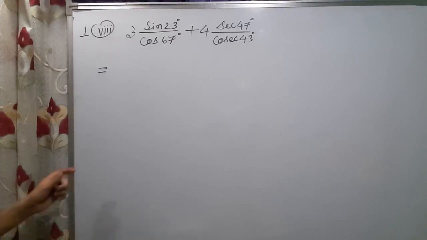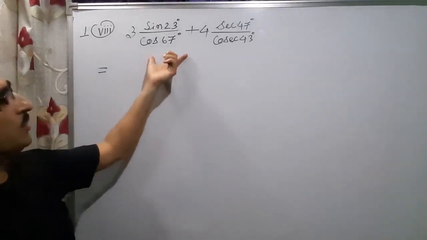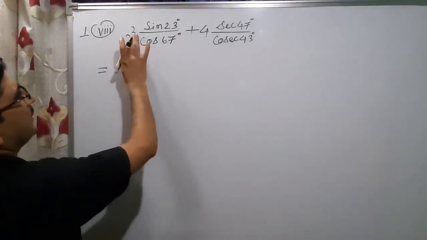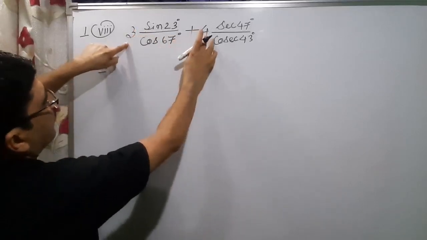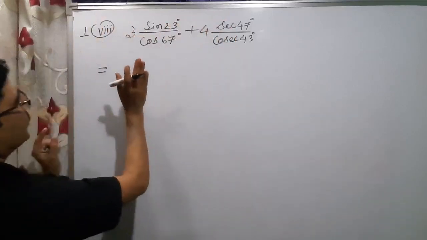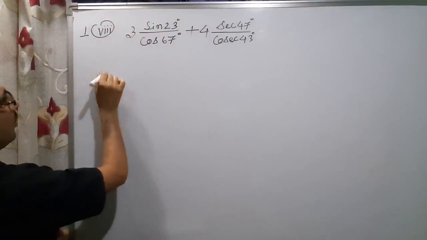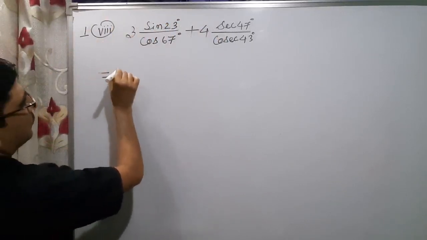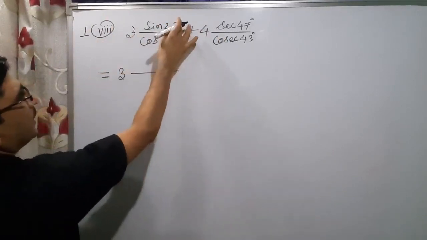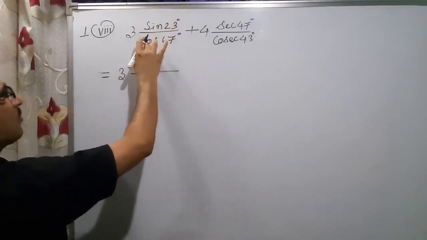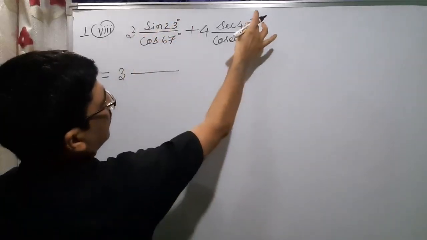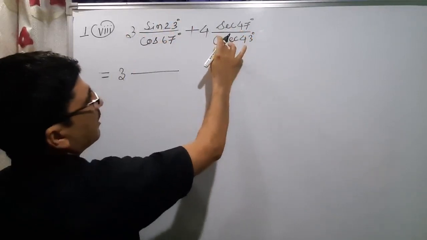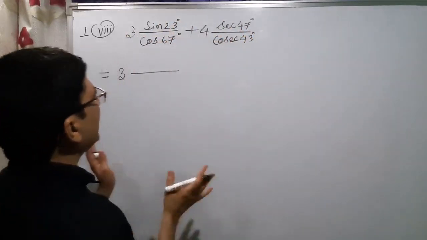So here we have one more similar question. This is different, only here we have 3 and 4. Other patterns are the same, no change. Just I want to solve this one. You check here: 23 and 67 make 90, and sine and cos are in complementary form. 47 and 43 make 90, and sec and cosec are in complementary relation. So the question is very clear.